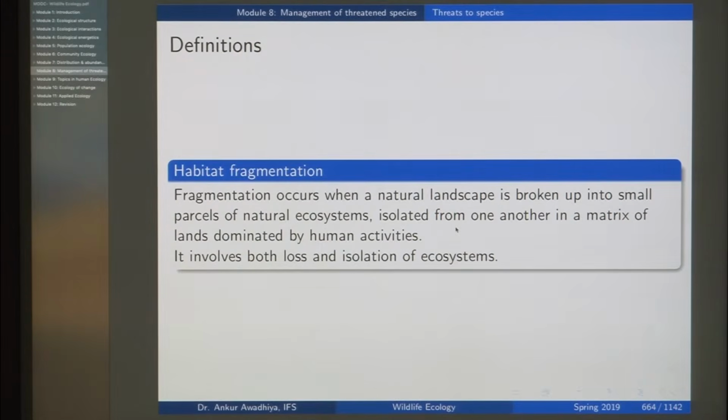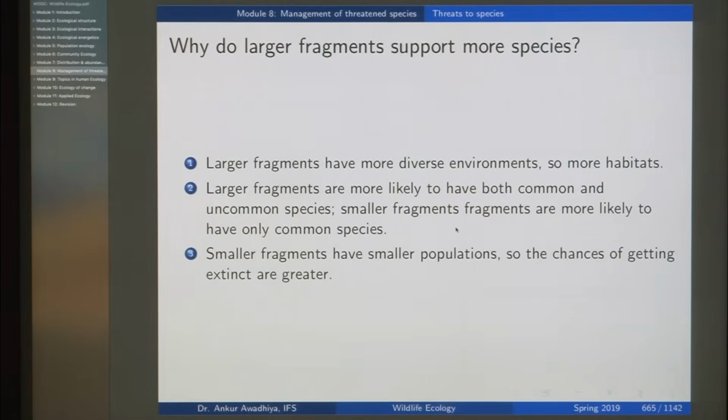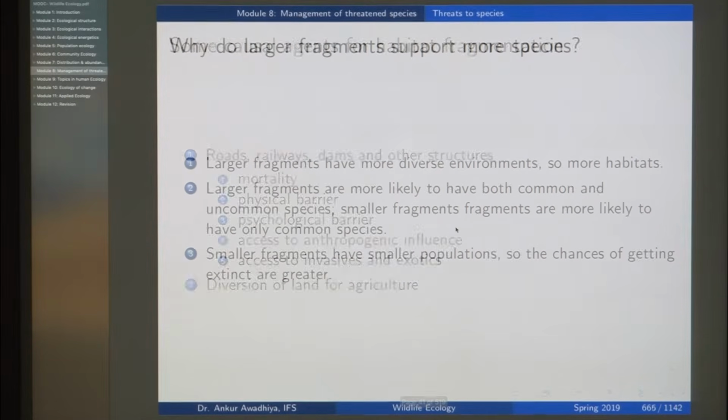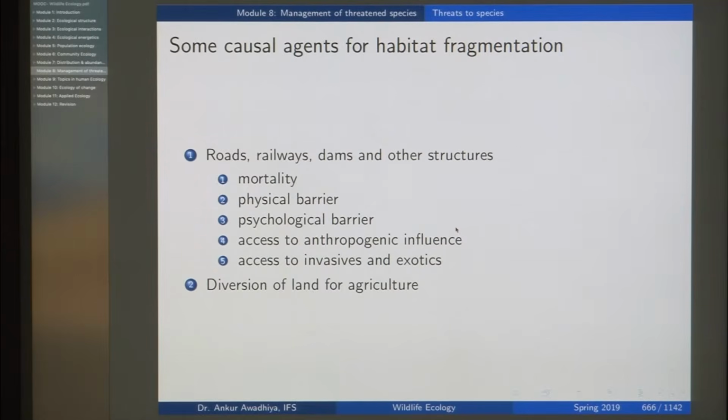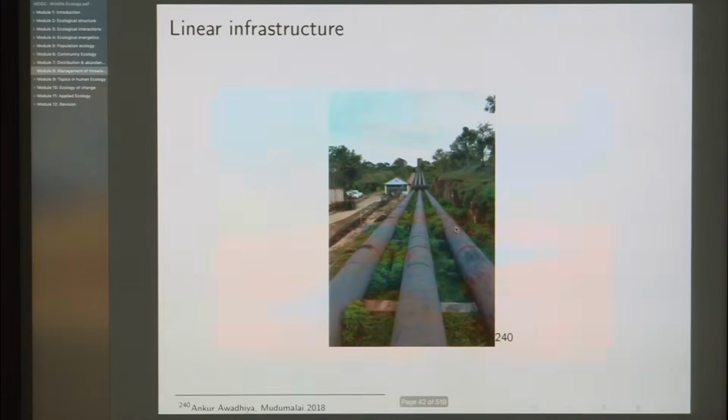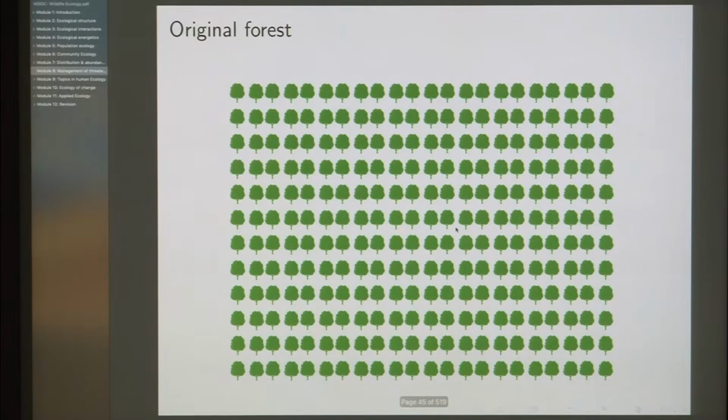And in the case of habitat fragmentation, the natural landscape is broken up into smaller parcels and they become isolated from each other, and it involves both loss and isolation of ecosystems. Now, larger fragments are better because they have more diverse environments, they are likely to have both common and uncommon species, and they have larger populations. So, stochastic factors play a lesser role. Now, some causal agents of habitat fragmentation are roads, railways, dams, other structures, diversion of land for agriculture, and then we looked at the process of habitat fragmentation and loss.